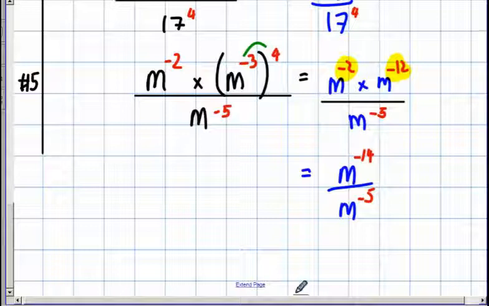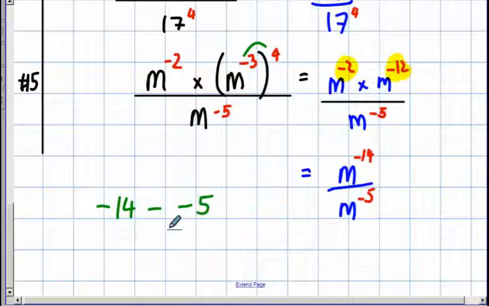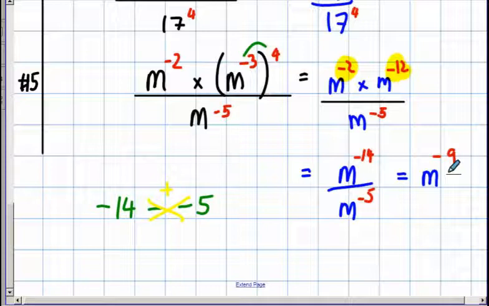So this is the calculation I've got to do in my head. When you divide, you subtract. So I'm doing this calculation: minus 14, take away minus 5. Mentally, I'll remember that those two with nothing in between are the same as plus. Minus 14, add 5 is minus 9. So the final answer is m to the minus 9. Okay.